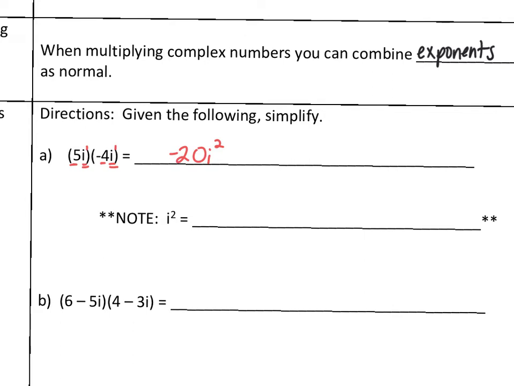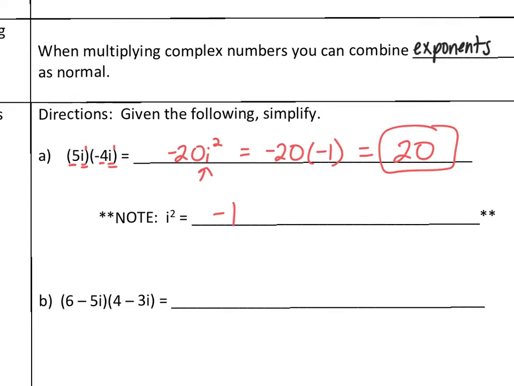But hold on. We already talked about what is i squared. Go back in your notes. It's negative 1. i squared is negative 1. So are you saying that this is the same thing as negative 20 times negative 1? Which is 20. So that is your answer. So don't leave any i squareds in your answer. It's okay to have an i in your answer, but if you've got an i squared, you need to go ahead and put a negative 1 in there in its place.